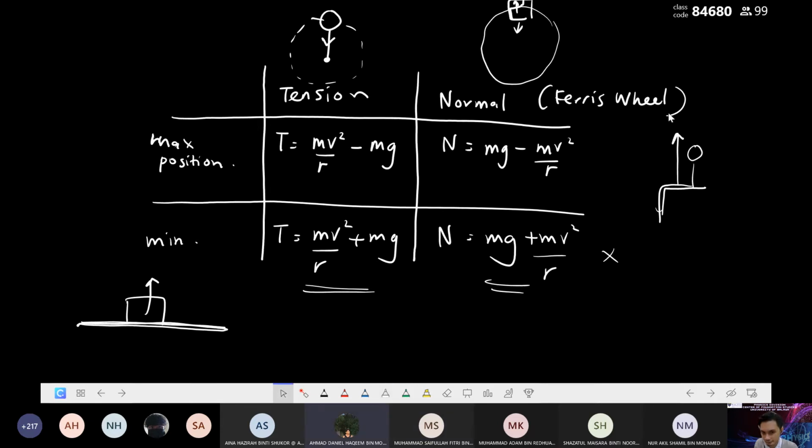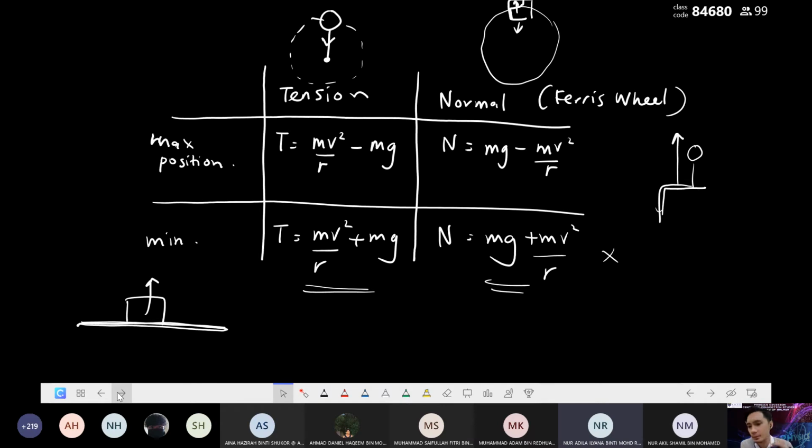Do you understand this? Alright, so let me repeat. For tension, there is no normal force because there is no contact with a plane. But for the Ferris wheel, we use normal because there is contact with a plane, which is the seat. Later we will see the difference in questions with tension. It depends on understanding. Yes, who is that? So for the Ferris wheel, we use the mass of the person sitting on the seat.